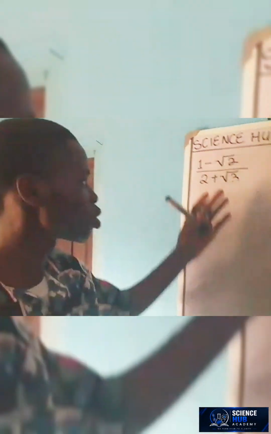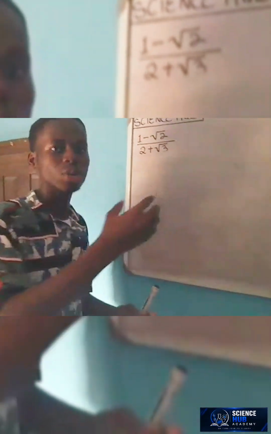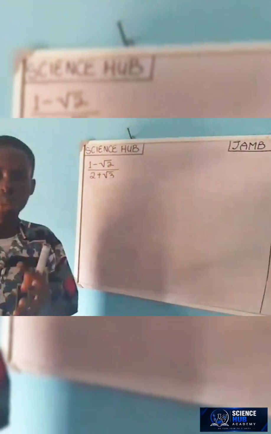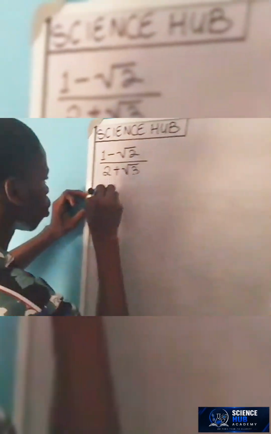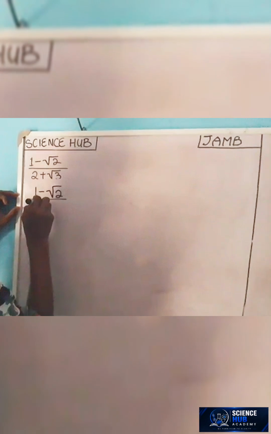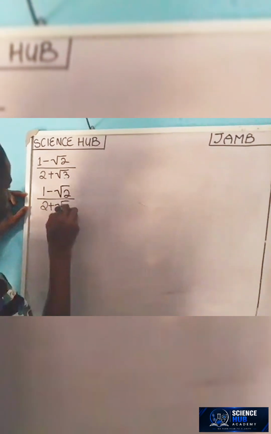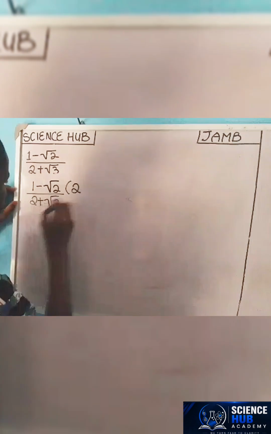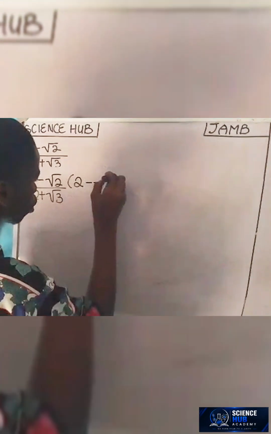Now you know that when having a surd question, how to solve it is to multiply the numerator with the conjugate of the denominator, and also multiply that same denominator with its conjugate. Now let's proceed. How am I going to do that? That's going to be 1 minus square root of 2 divided by 2 plus square root of 3. Now you know this is the same thing as multiplication. The conjugate of the denominator is 2 minus square root of 3.